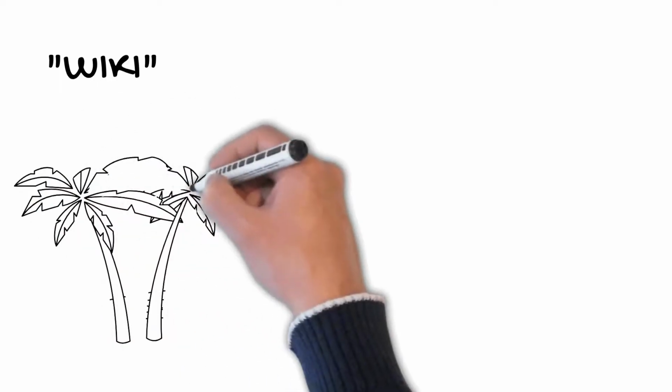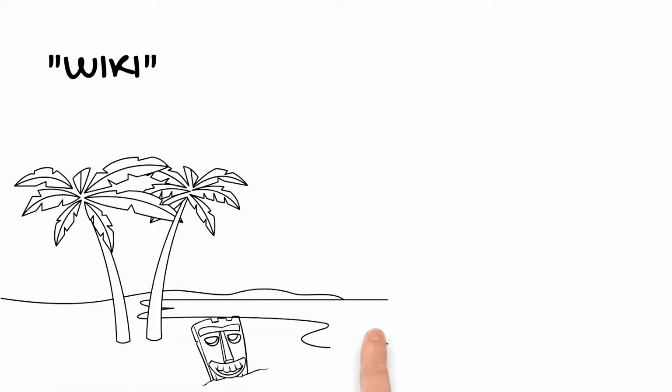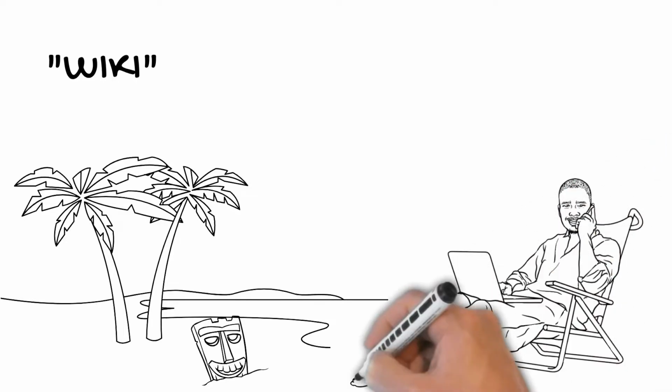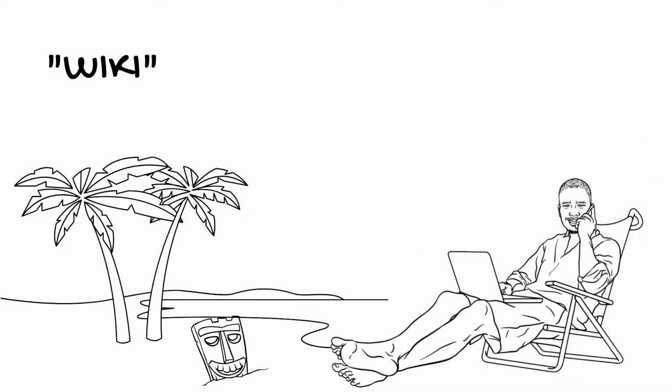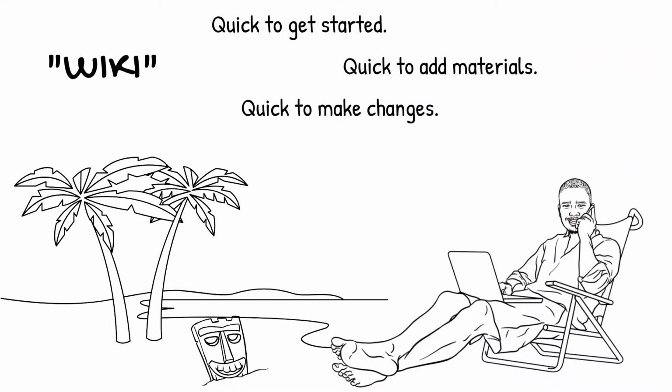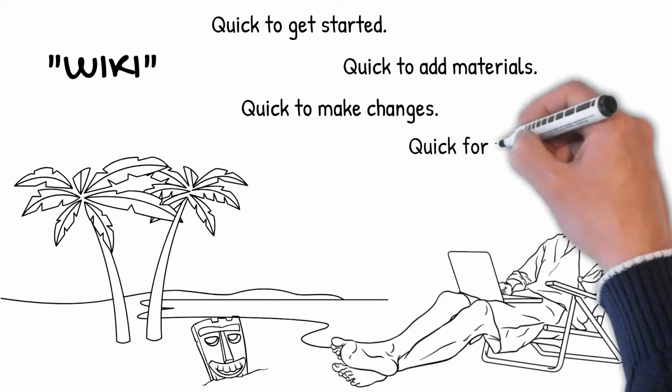We use that word to describe this kind of documentation, not because it's quick to create. You'll likely spend hours developing your team's materials. We use the word wiki because it's quick to get started, quick to add materials, and quick to make changes. If you do a good job of organizing your wiki, it will also be quick for users to find the information they need.